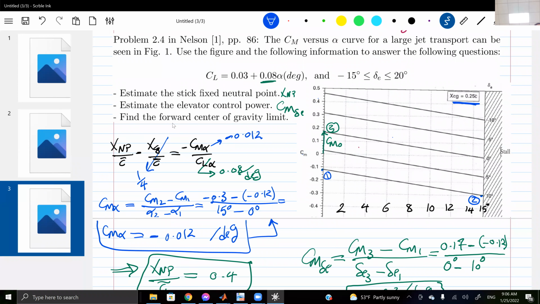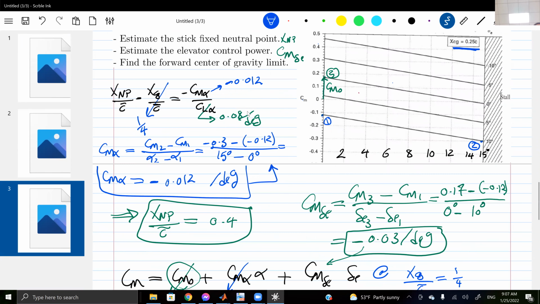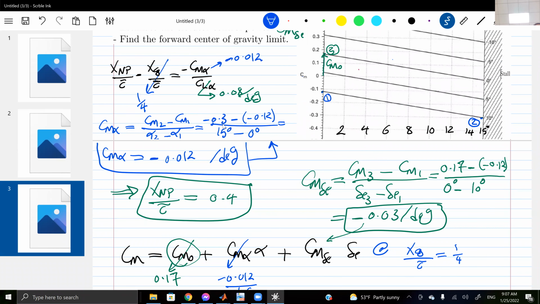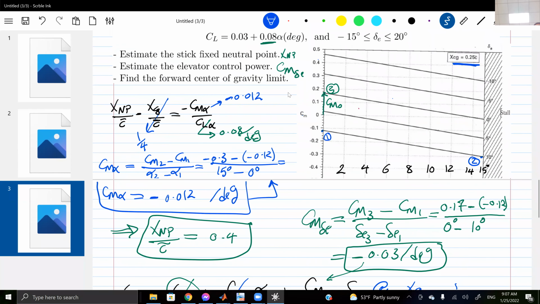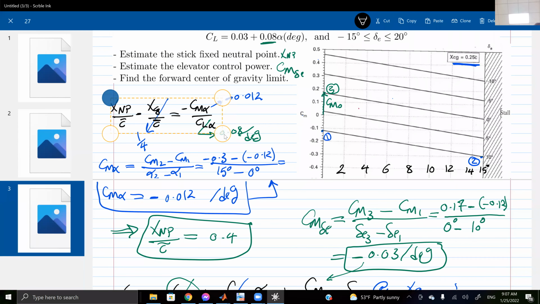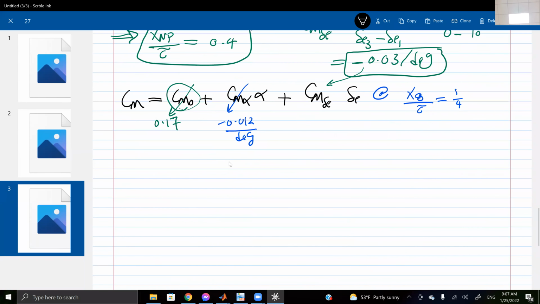Then the third and final is the forward center of gravity limit. What is XCG most forward? All right, how do we get that? We said in order to get that, you need to get the neutral point first. Okay, luckily we got it. Here is the neutral point. Go and apply this equation again. So here is the equation. I'm going to copy it and put it here.